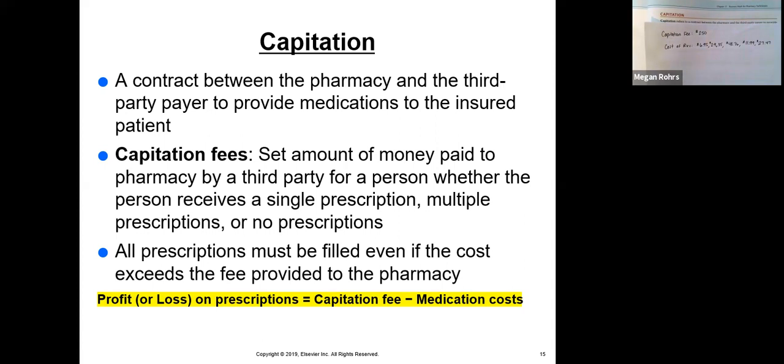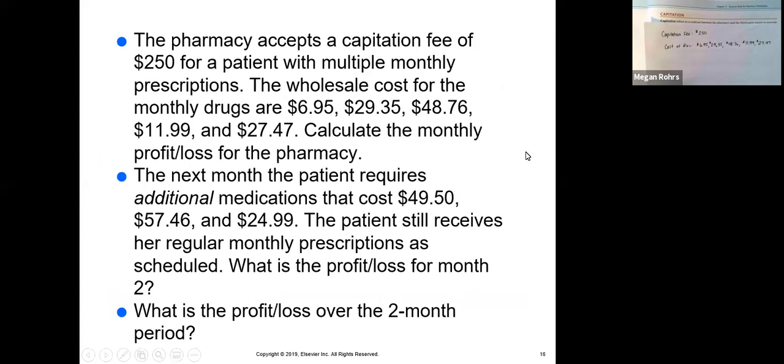So the way we can calculate the profit or loss is just by taking the amount of the capitation fee and subtracting out the cost of medication. Let's take a look at this example here. A pharmacy accepts a capitation fee of $250 for a patient with multiple monthly prescriptions. The wholesale costs for the monthly drugs are as follows. So they have 1, 2, 3, 4, 5 prescriptions this month. Calculate the monthly profit or loss for the pharmacy.